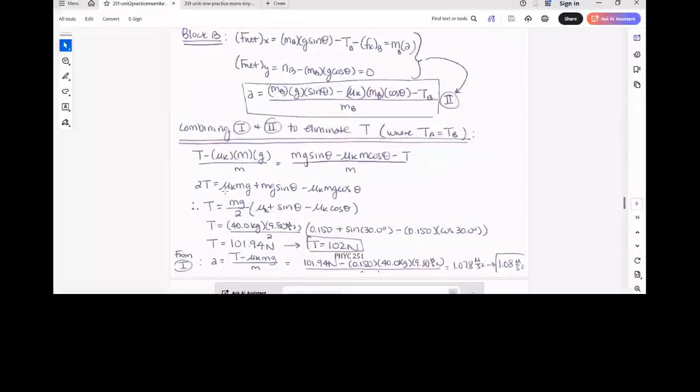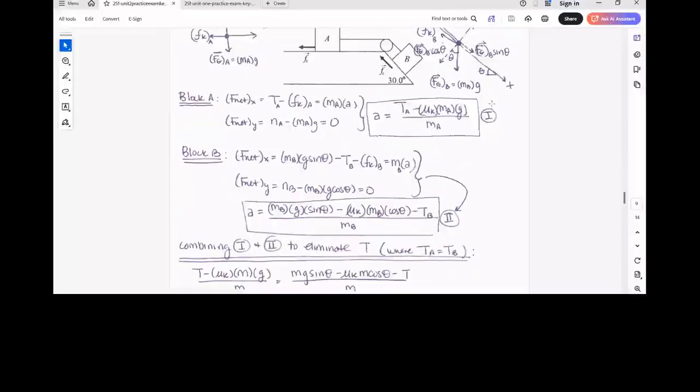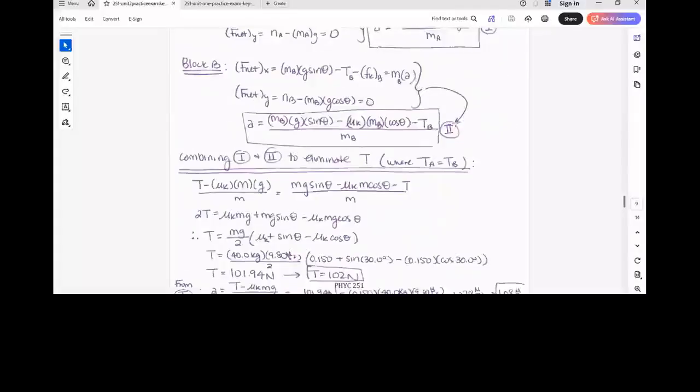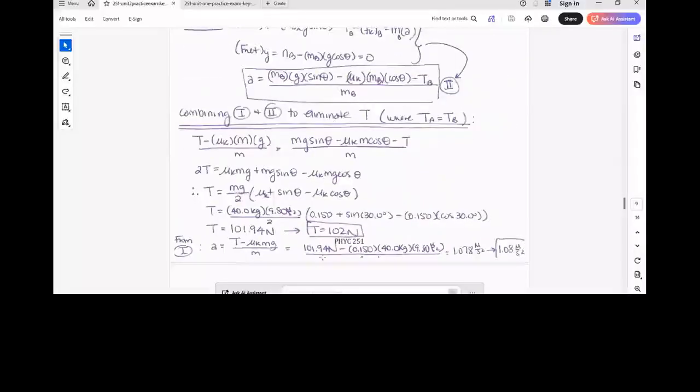And then here at the bottom, I took that tension and plugged it back into Roman numeral 1 to solve for the acceleration, because that's a nice, concise, pre-existing expression for that. I have my unrounded tension minus mu_k mg, and the scan chopped this off here, I'm sorry, but this divides out mass, so that's 40 kilograms in the denominator here. I end up with an acceleration of 1.08 meters per second squared.